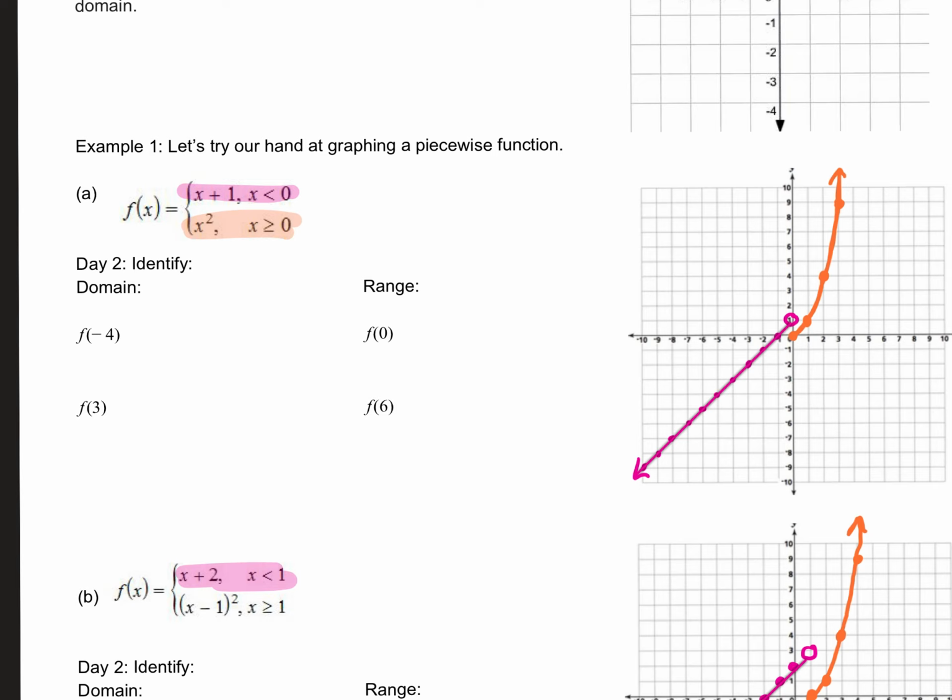So first of all, when I ask you to find f of something, remember that just means tell me the output when the input is that number. So for instance, when I say find f of -4, I'm asking you to find the output when the input is -4. So I've got to really think about this. There's a couple of ways that I could find this output. One of them would be to look at the graph.